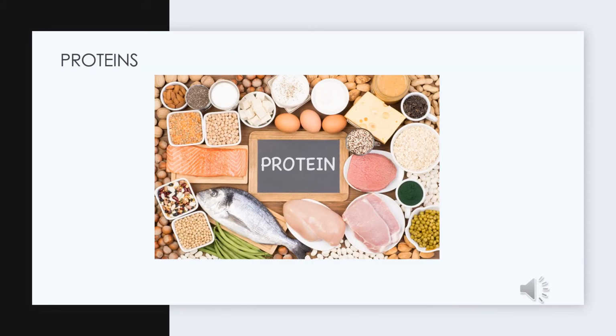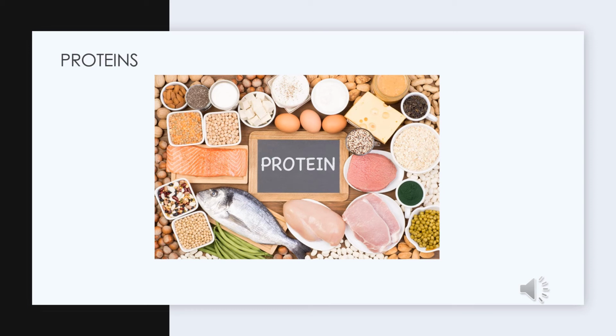Okay, so protein. Protein is super important because it helps to build and repair body tissue. Remember, in our first lecture, we talked about how if you had an injury or had a surgery of some sort, it was important to have really good quality protein to help repair those tissues. So that is very important. Proteins are also important parts of hormones and enzymes in the body.